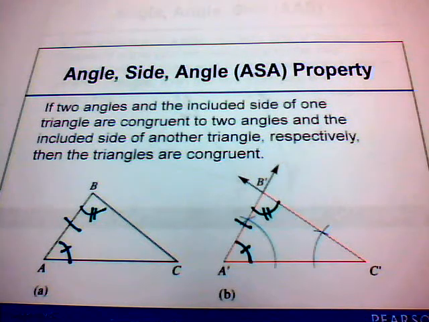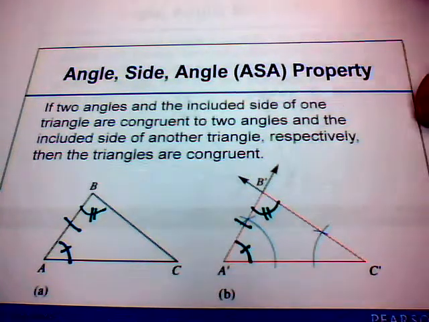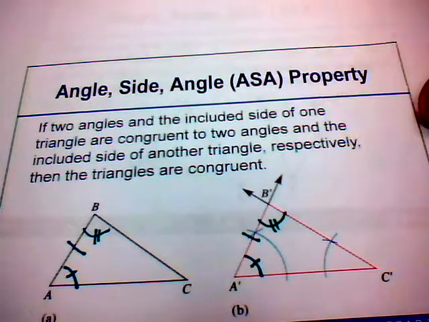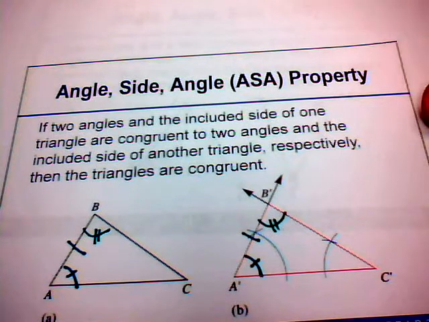Okay? So based on that particular case, if I can show that angle A is congruent to angle A prime, and angle B is congruent to angle B prime, and side AB is congruent to line segment A prime, B prime, then I can conclude that triangle ABC is congruent to triangle A prime, B prime, C prime, using the angle side angle property.